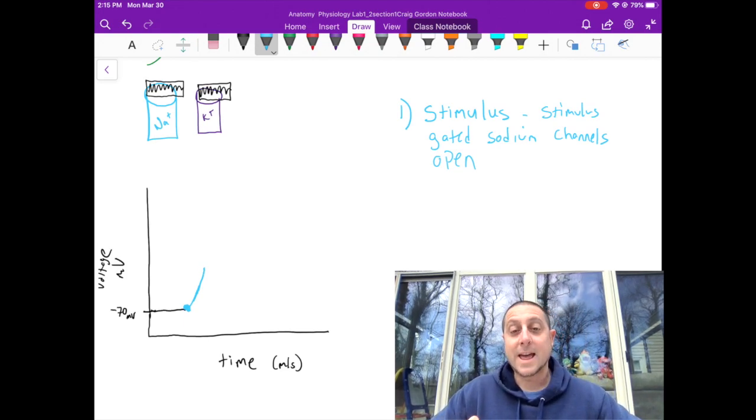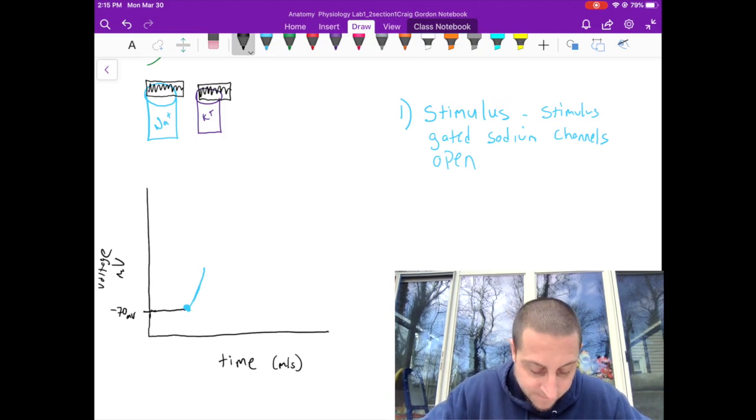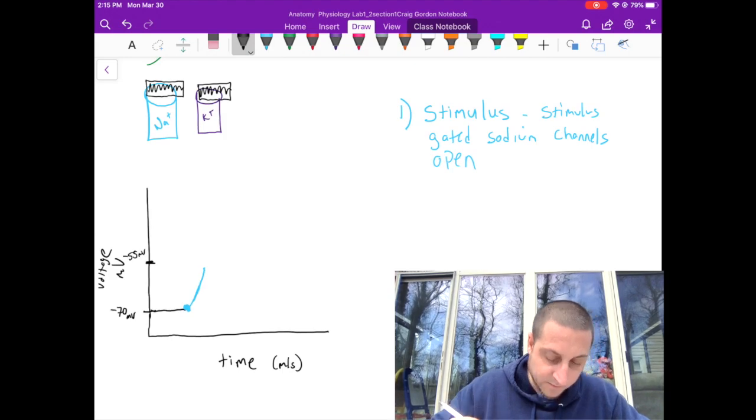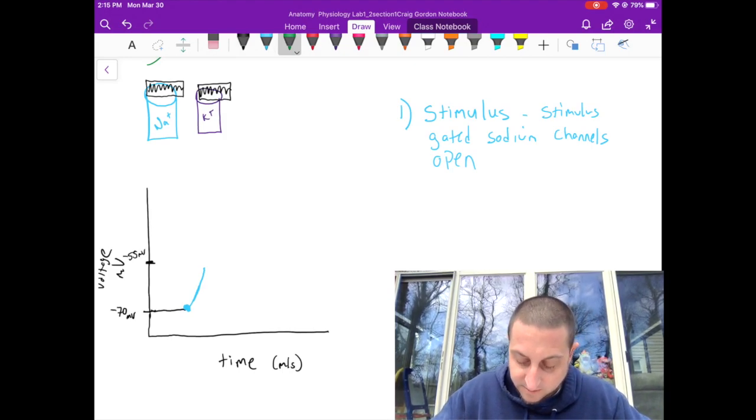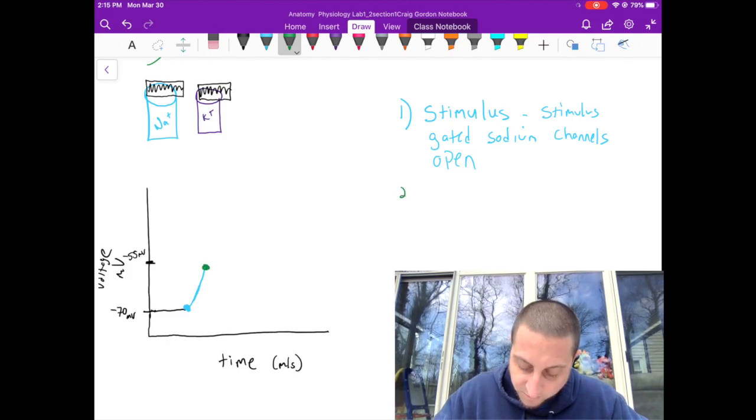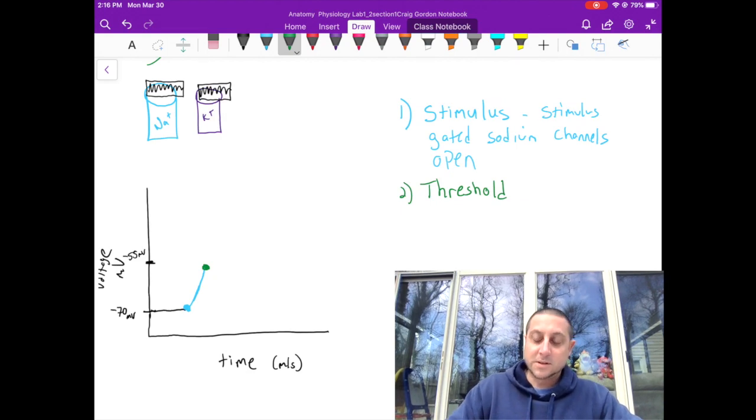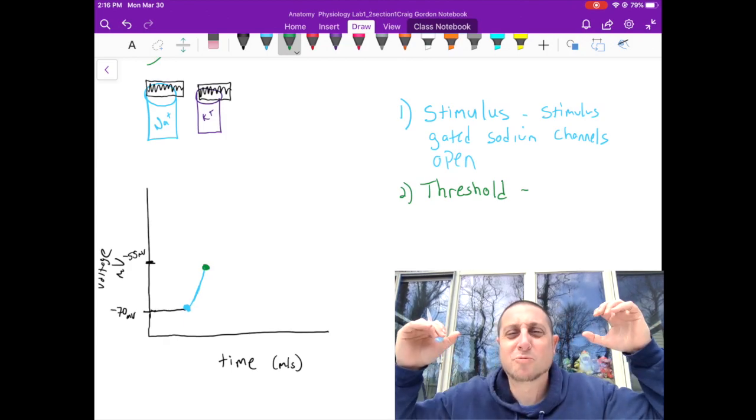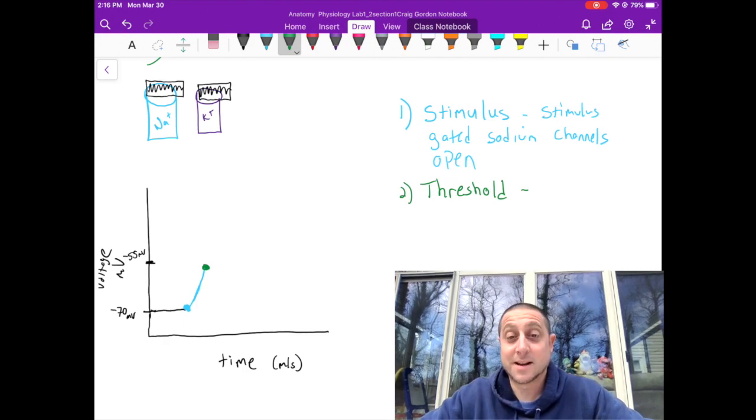All right, so at negative 55 millivolts, this is going to be called threshold. If threshold is reached, then the voltage-gated sodium channels open, allowing the sodium to just rush into that neuron. So what's going to happen? It's going to get way more positive.